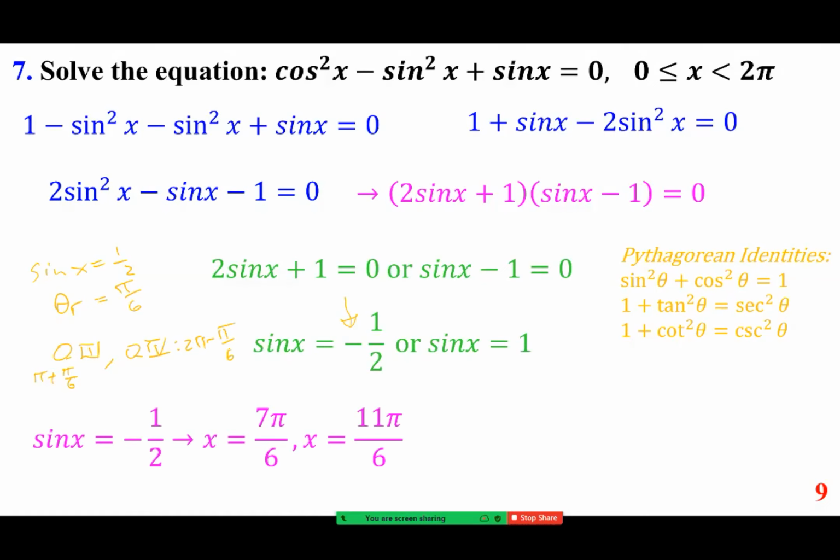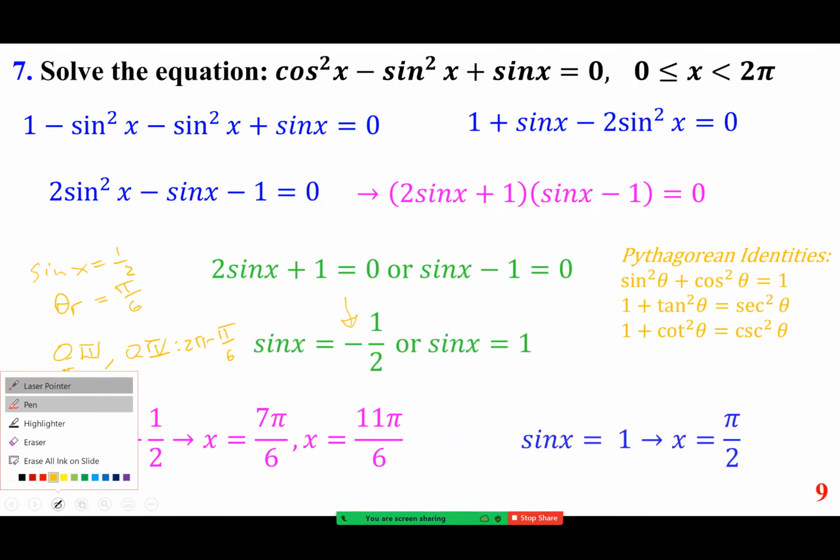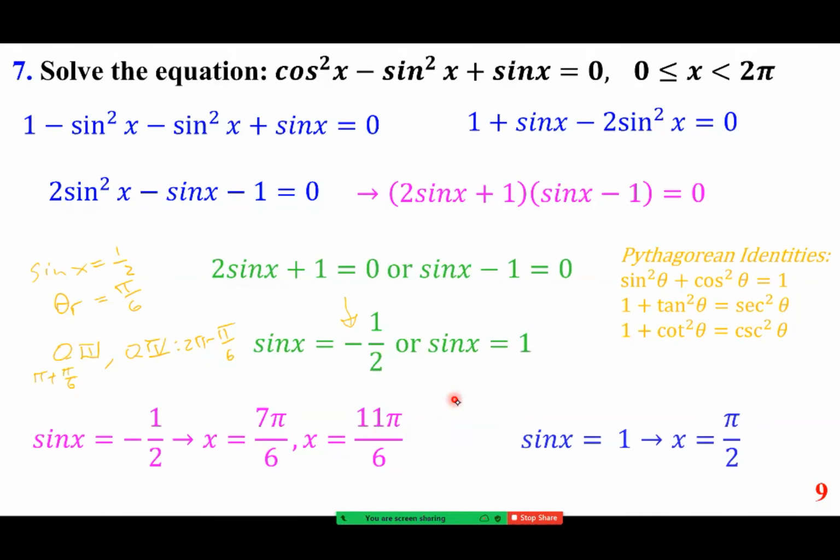Sine is equal to 1 when x is pi over 2. Again, I wanted to make sure that you have no problem finding the reference arc with the positive value and figuring out which quadrant, so you can come up with 7 pi over 6 and 11 pi over 6 easily.